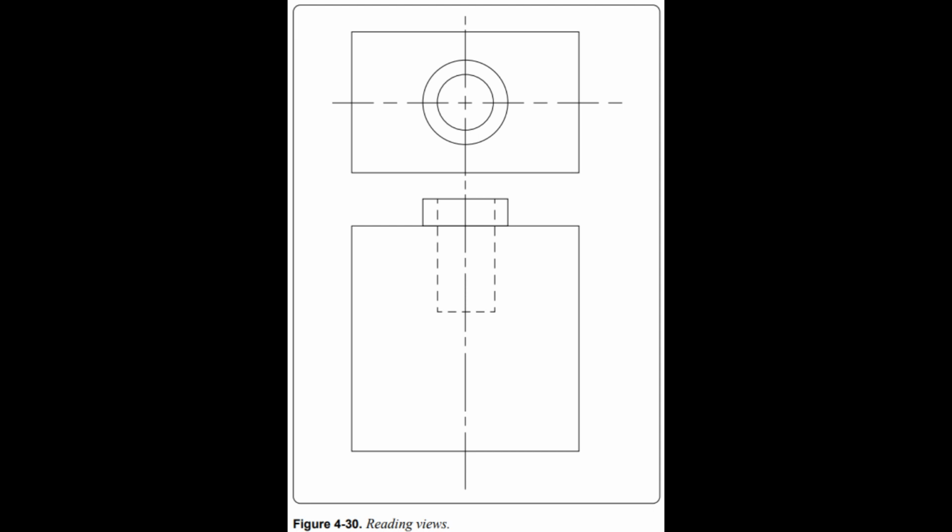In the same way, the top view must be consulted to determine the shape of the hole and the protruding boss. It can be seen from this example that one cannot read a print by looking at a single view when more than one view is given. Two views do not always describe an object, and when three views are given, all three must be consulted to be sure the shape has been read correctly.